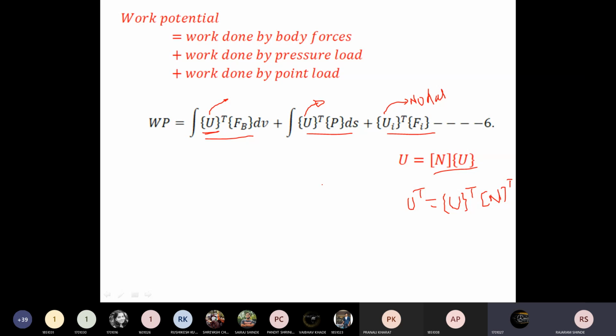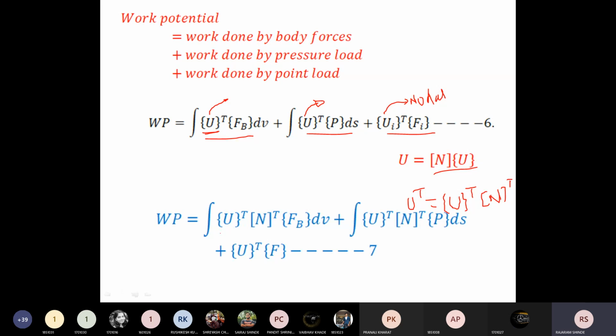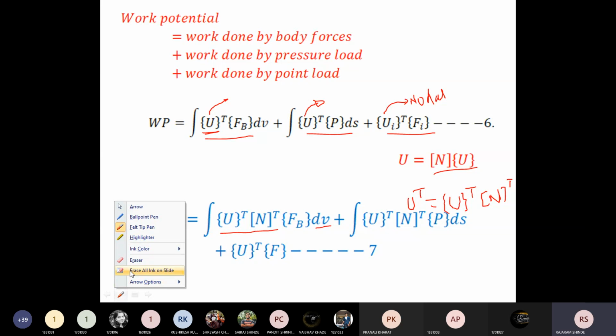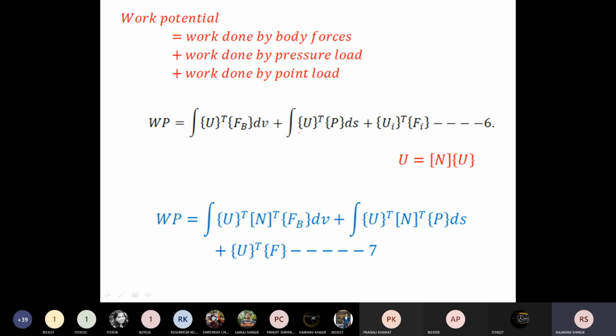Now your equation becomes u transpose N transpose into FB, as it is, over volume, into dV. Next one, in the pressure matrix also, here u transpose I have to replace by u transpose into N transpose P, and it is integration over the surface. Why? Because it is a force per unit area. And next, it is not necessary to replace this because it is already nodal displacement.